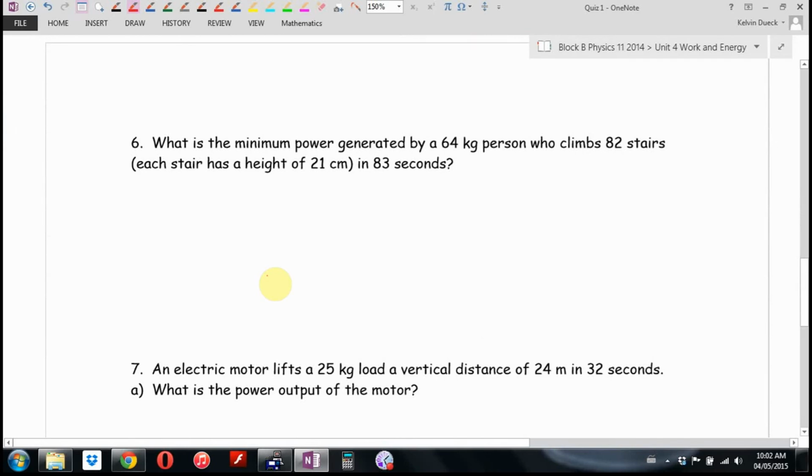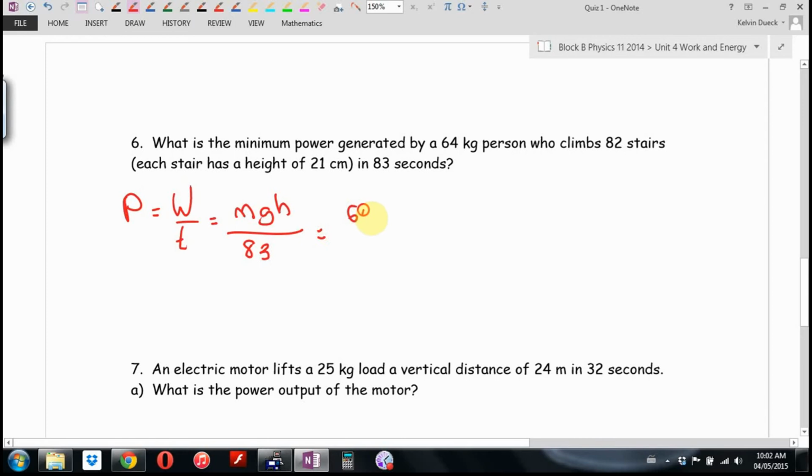What's the minimum power generated by a 64 kilogram person who climbs 82 stairs? Each one has a height of 21 centimeters, in 83 seconds. Okay, let's put it all together. Power equals work over time. How much work? Well, if you're climbing stairs, I think, Noah, that's also a lifting. I think it's going to be mgh. That's how much work she's doing.